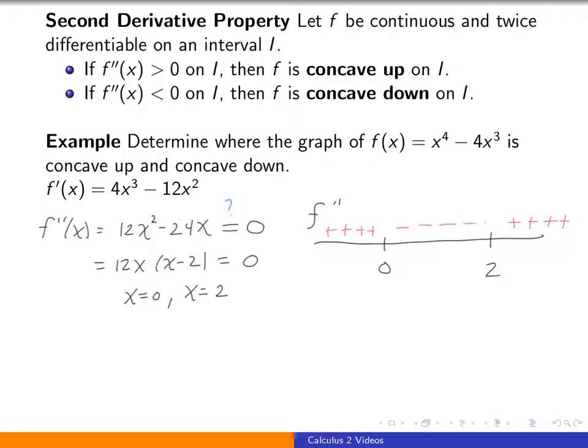And we now have all of the information that we need. Where that second derivative is positive, our function is concave up. So minus infinity to 0, along with 2 to infinity. And where that second derivative is negative, our function is concave downward.